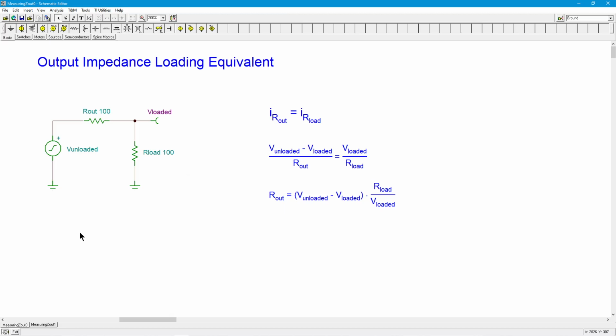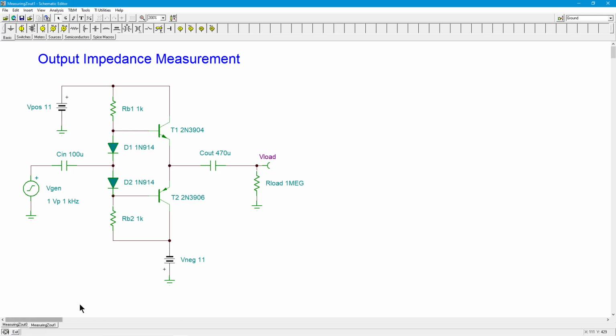All right, so let's go and look at a little amplifier. So here's a little Class B amplifier. There's one other thing I should indicate here, and that is these calculations assume that you're getting relatively low distortion in your two voltages.